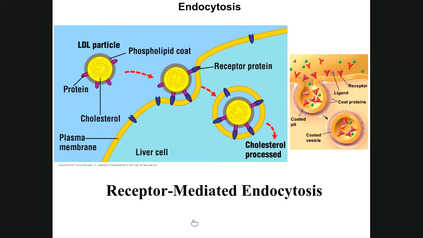For receptor-mediated endocytosis, first of all, this is a selective type of endocytosis, a selective type of vesicular transport. The receptor is in reference to transmembrane proteins that function as receptor proteins. These receptor proteins are required for this type of endocytosis, this type of vesicular transport. And I'm going to use an example to explain it.